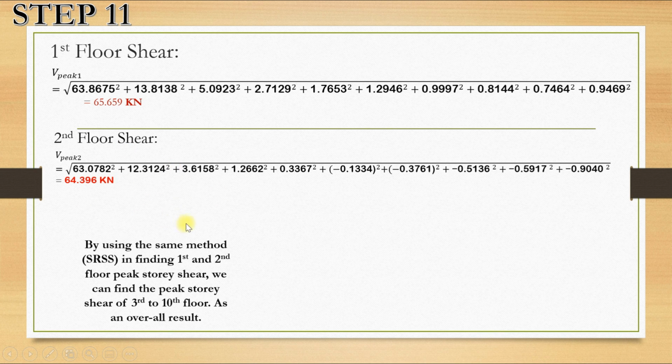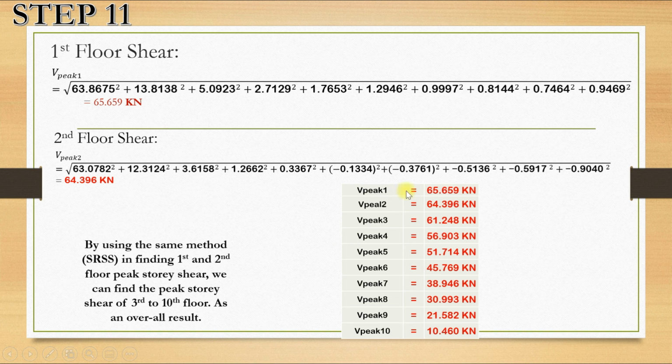So, kung gagamitin natin yung same method, SRSS, in finding first and second floor peak story shear, we can find the peak story shear of 3rd to 10th floor. So, makikita natin dito without showing this solution, makakalculate natin ang value na ito for V peak 3 hanggang V peak 10. So, for V peak 3, we have 61.248 kN hanggang dito sa V peak 10, which is 10.460 kN.